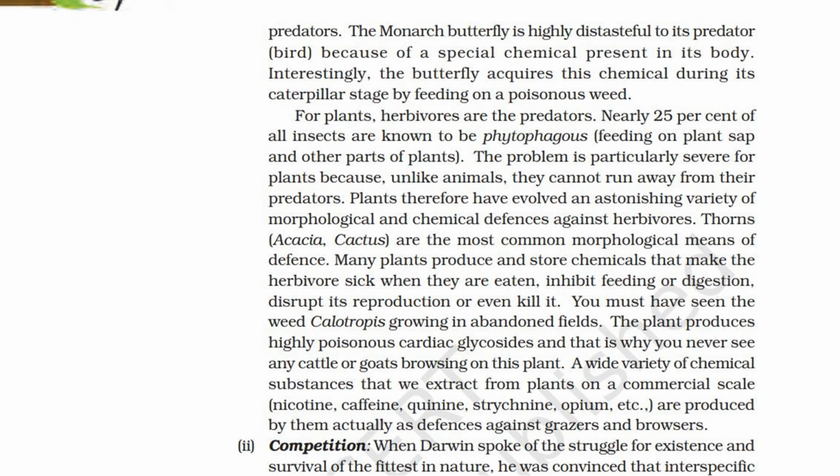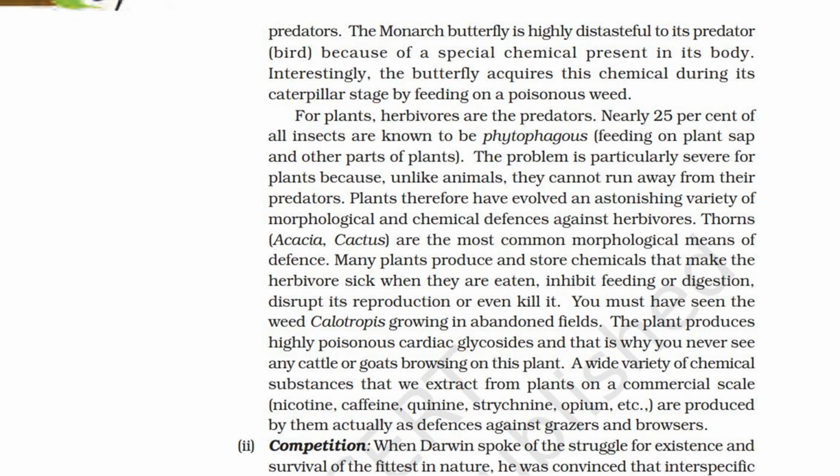For plants, herbivores are the predators. Nearly 25% of all insects are known to be phytophagous, feeding on plant sap and other parts of plants. The problem is particularly severe for plants because, unlike animals, they cannot run away from their predators. Plants therefore have evolved an astonishing variety of morphological and chemical defenses against herbivores. Thorns (acacia, cactus) are the most common morphological means of defense. Many plants produce and store chemicals that make the herbivore sick when they are eaten, inhibit feeding or digestion, disrupt its reproduction, or even kill it.